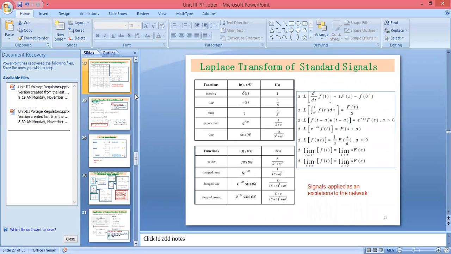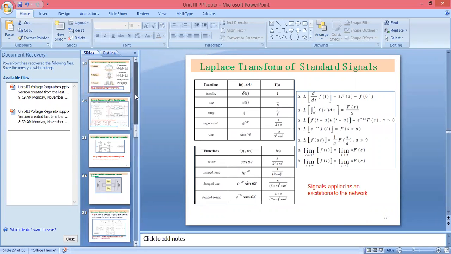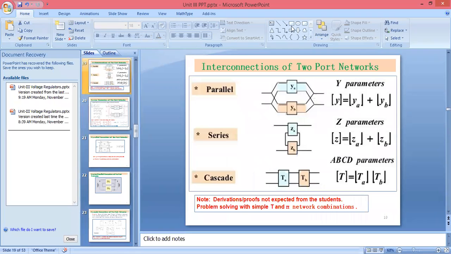So in today's session we will revise. In today's session, we have studied the interconnections for the two-port network. We know Y parameters are compatible for the parallel interconnections, Z parameters are convenient for the series interconnections, and the ABCD parameters are convenient to make the cascade combinations.